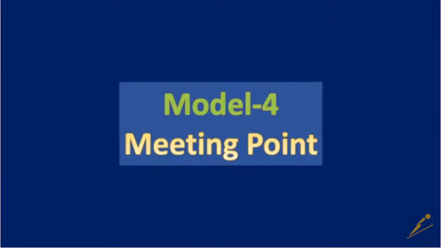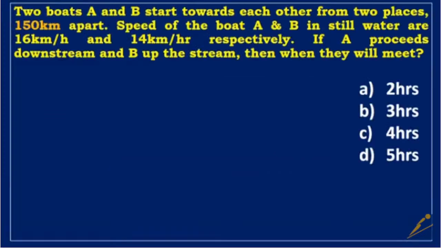Model 4. Meeting point. Example 1. Two boats A and B start towards each other from two places, 150 kilometers apart. The speeds of boats A and B in still water are 16 kilometers per hour and 14 kilometers per hour respectively. If A proceeds downstream and B upstream, then when will they meet?